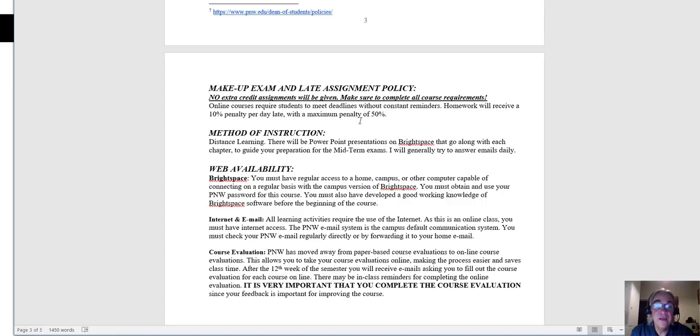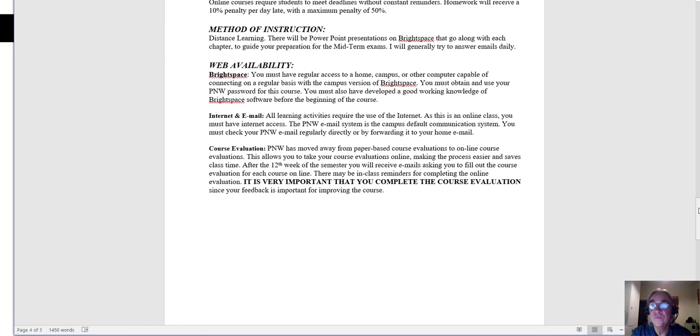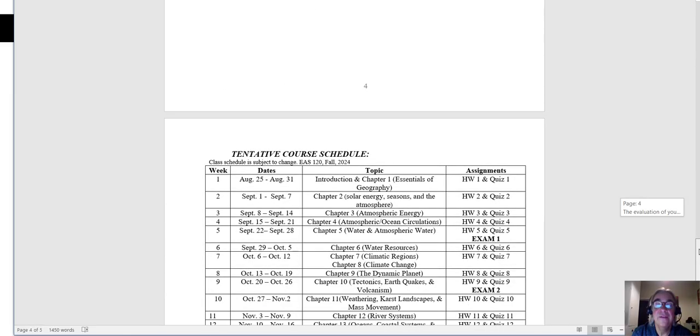What else do we have here? Internet and email. The best way to contact me is through email. If there's some kind of campus-wide emergency, that's how I'll get in contact with you. During the 12th week of class, you'll also be able to do some evaluations, so keep that in mind. You'll be getting emails from the administration during the 12th week of class. Okay, and then here's the schedule.